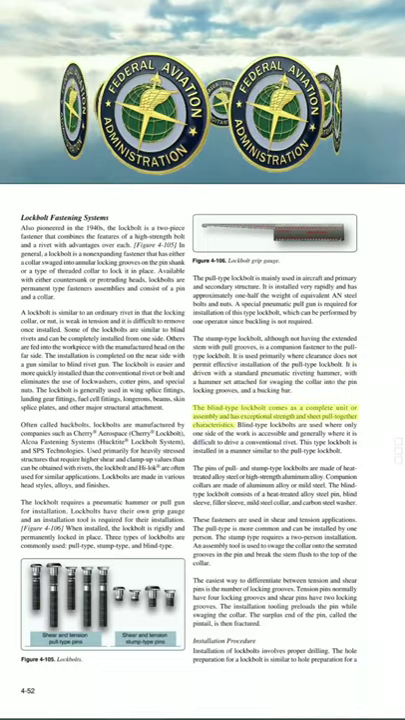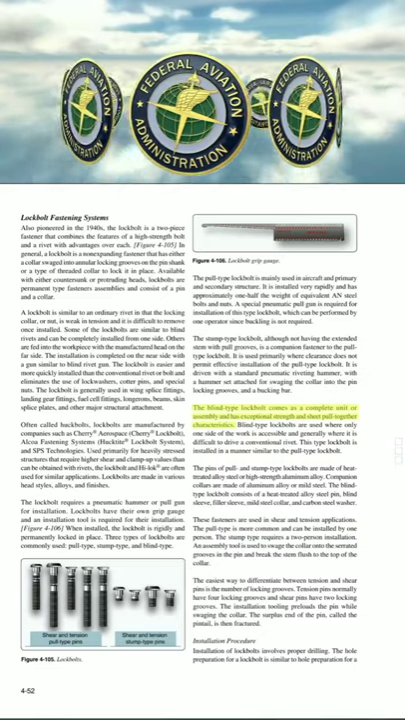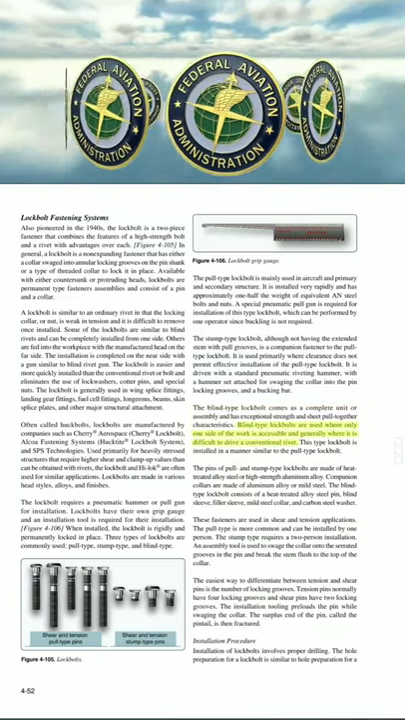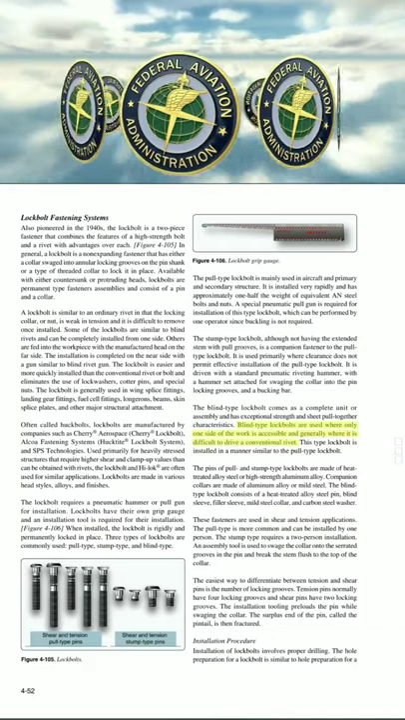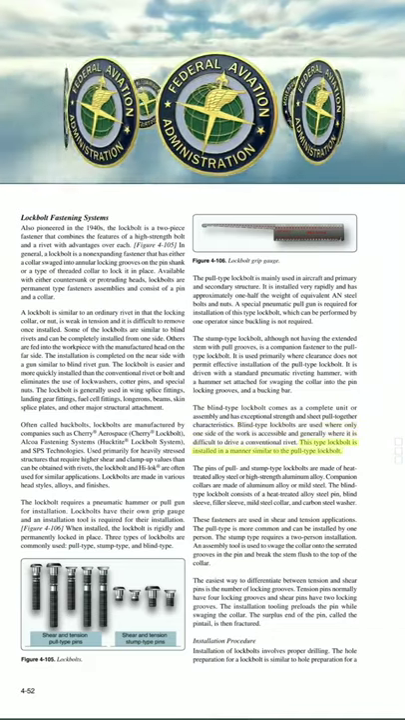The blind-type lock bolt comes as a complete unit or assembly, and has exceptional strength and sheet pull-together characteristics. Blind-type lock bolts are used where only one side of the work is accessible and generally where it is difficult to drive a conventional rivet. This type of lock bolt is installed in a manner similar to the pull-type lock bolt.